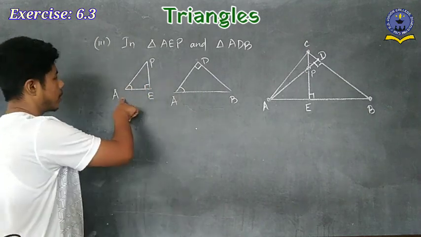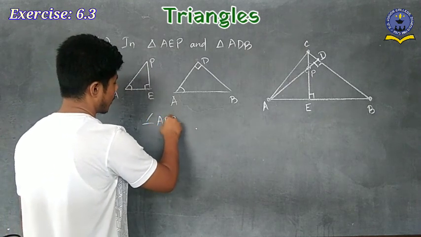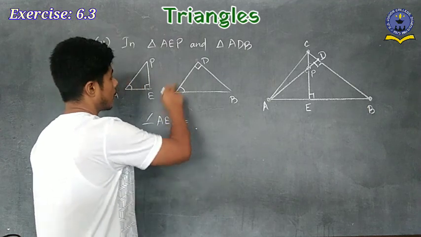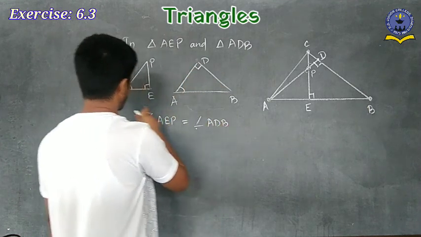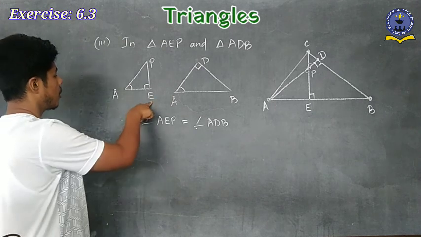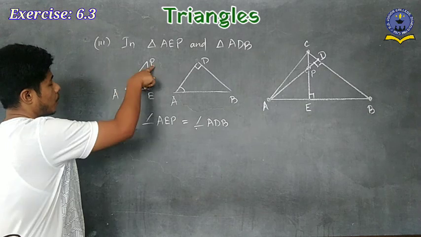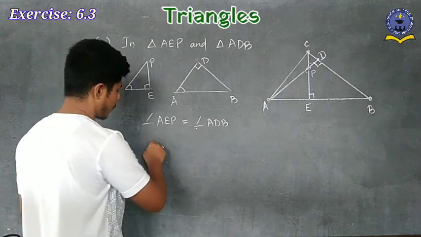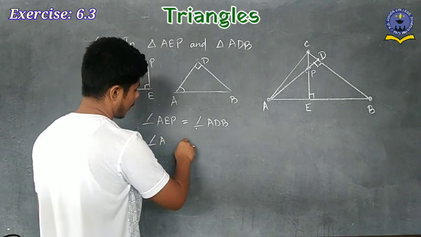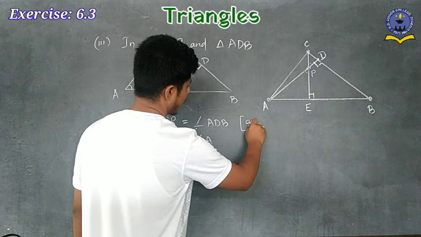So we have to write angle AEP is equal to angle ADB. And another one we have to write here, E, or we can write EAP, or we can write angle A equal to angle A also, the same thing. Is it clear? Angle A equals angle A you can write. So here this one is 90 degree each.